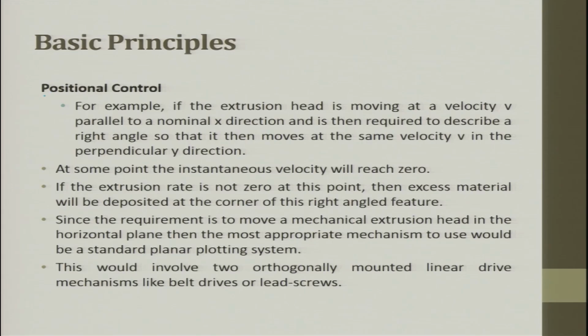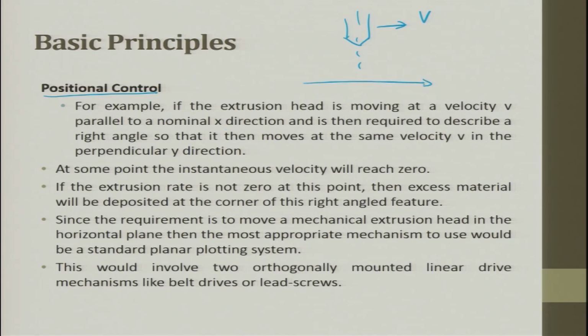Then the next one is the position control. Position control is either you move the nozzle in the xy plane or you move the table in the xy plane. For example, if the extrusion head is moving at a velocity v parallel to the nominal x direction and is then required to describe a right angle so that it moves at the same velocity v in the perpendicular y direction. So, I am just saying, if the extrusion head is moving with a velocity v, parallel to the nominal axis x.